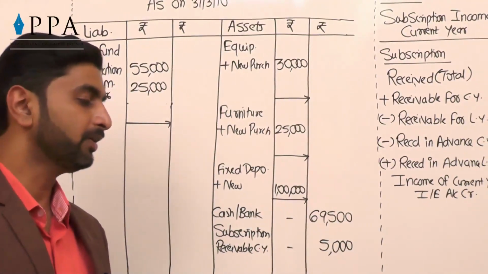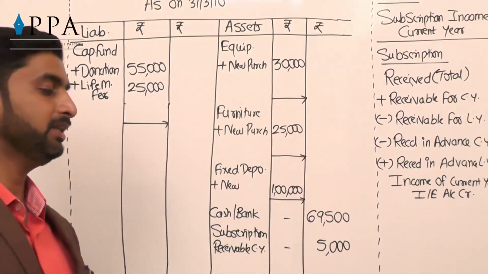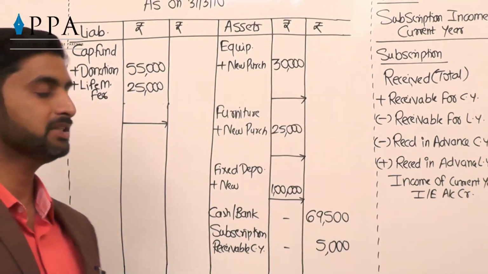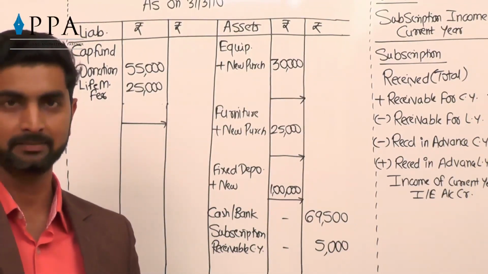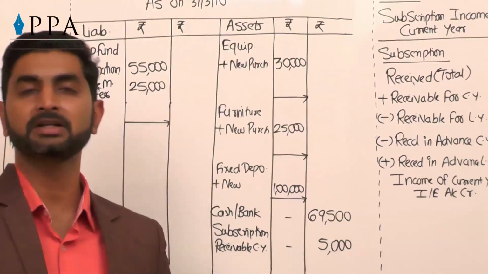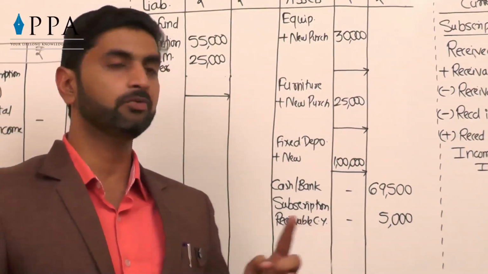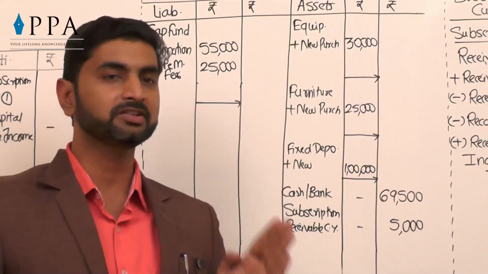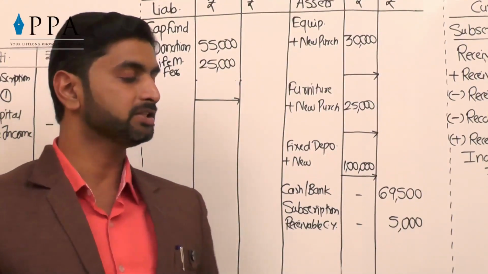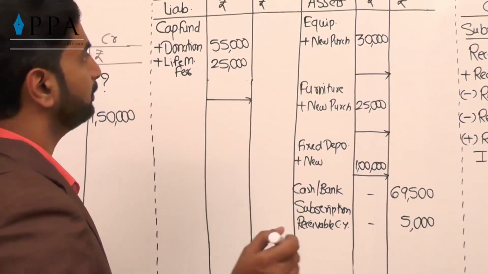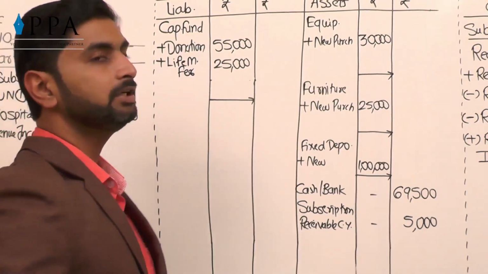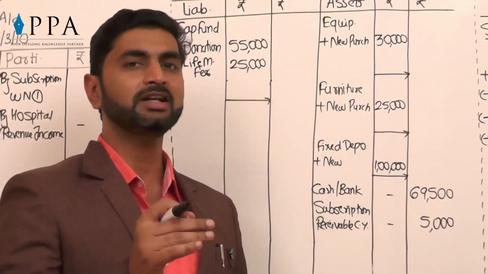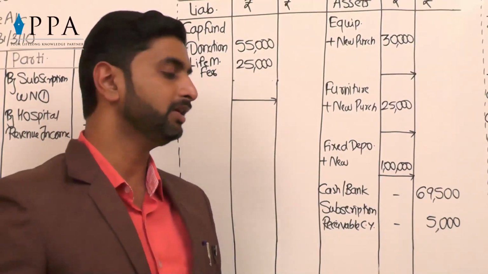Hospital equipment and furniture to be depreciated at 20% per annum, but they were purchased on 1/10/2009. Year started on 1st April 2009, but purchased on 1/10/2009. That means after 6 months. So they have been used for 6 months only, and depreciation is at 20%. So half year's depreciation. But before that, we need to have the opening balances. So let's wait for this adjustment. We'll solve it afterwards.